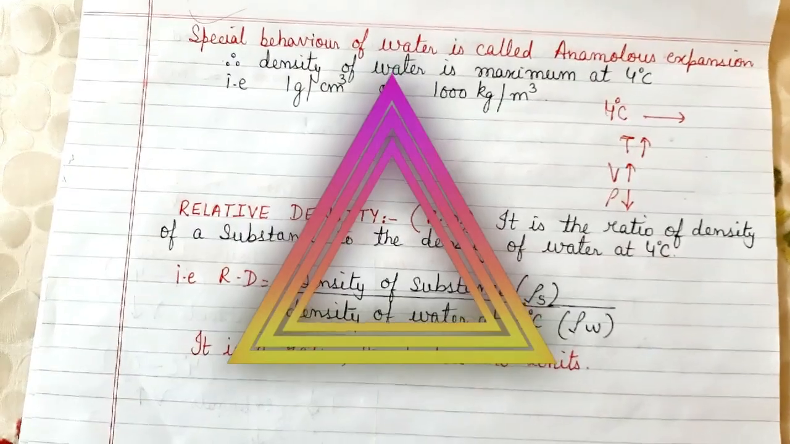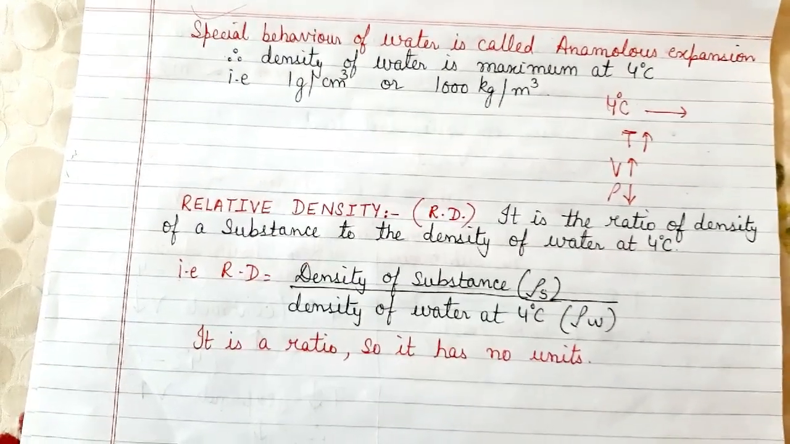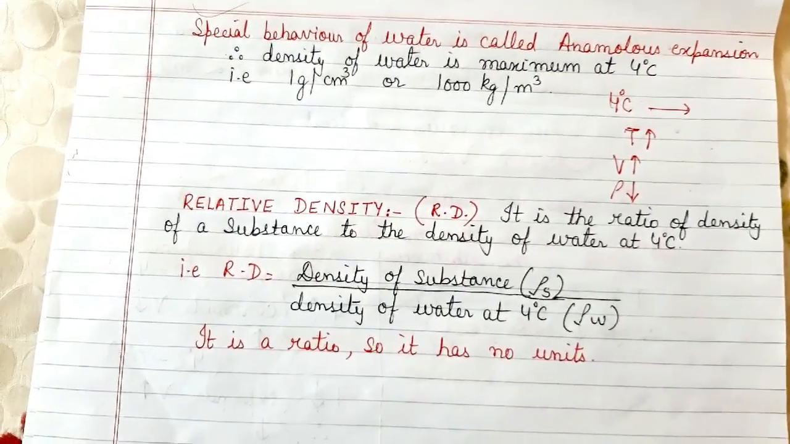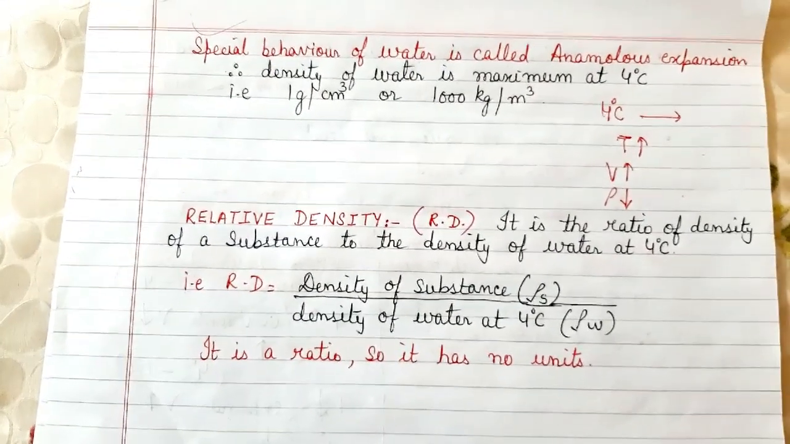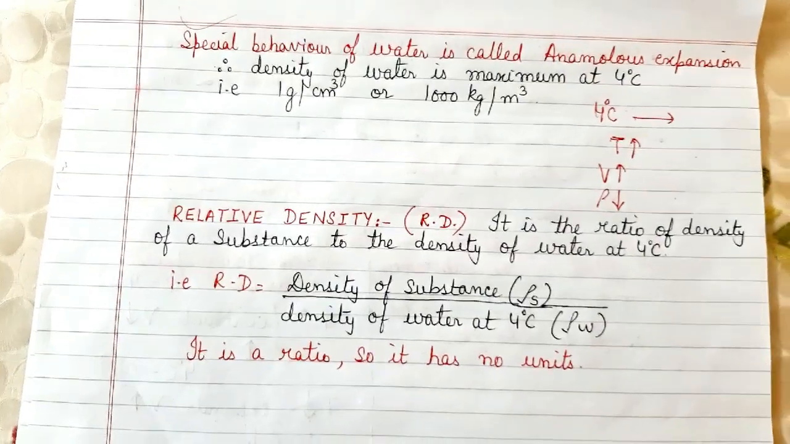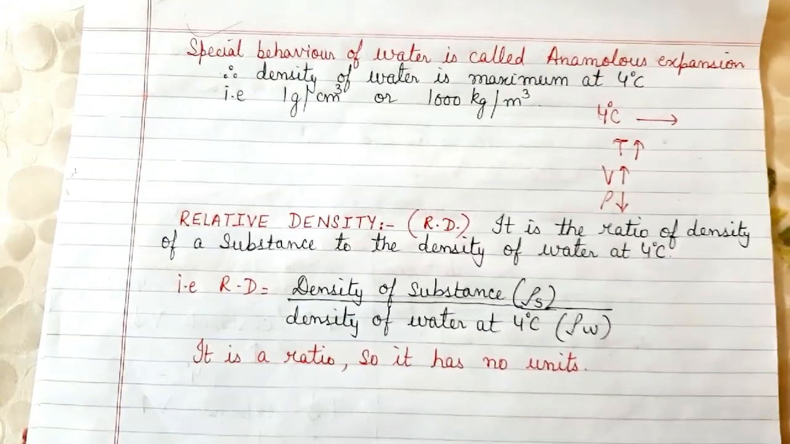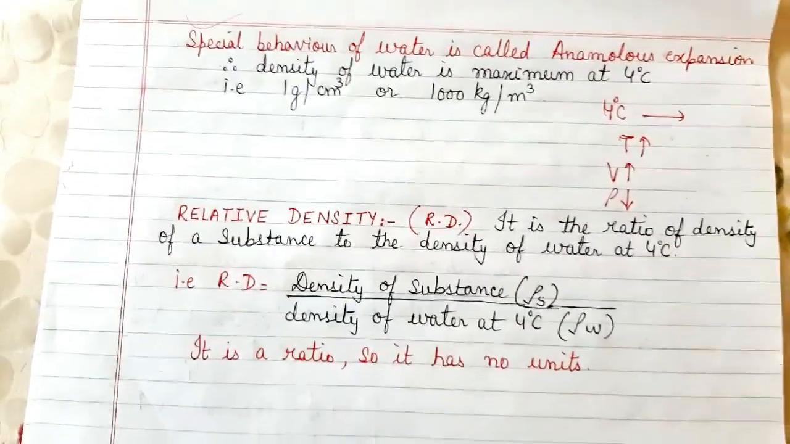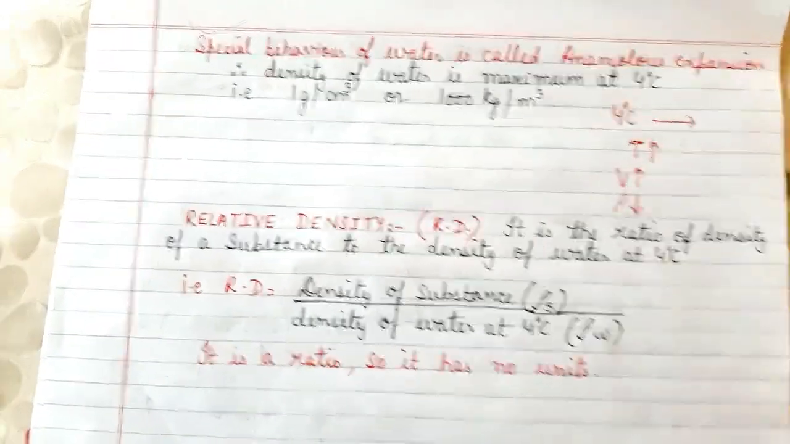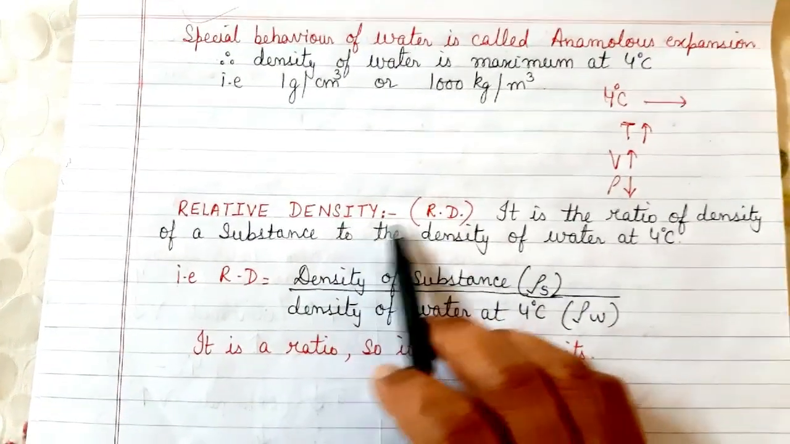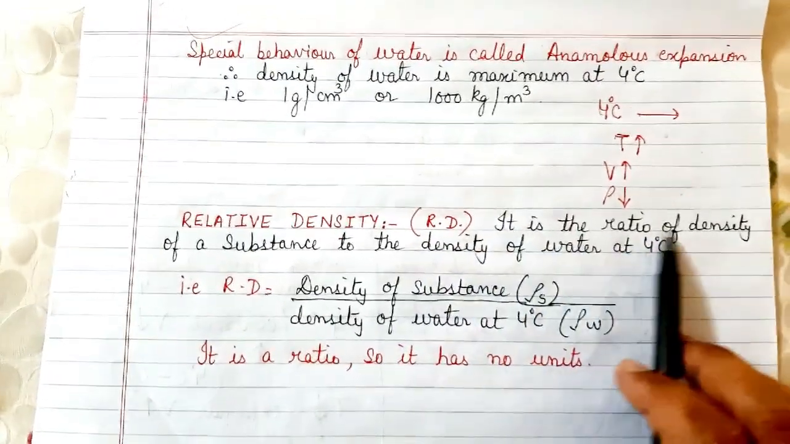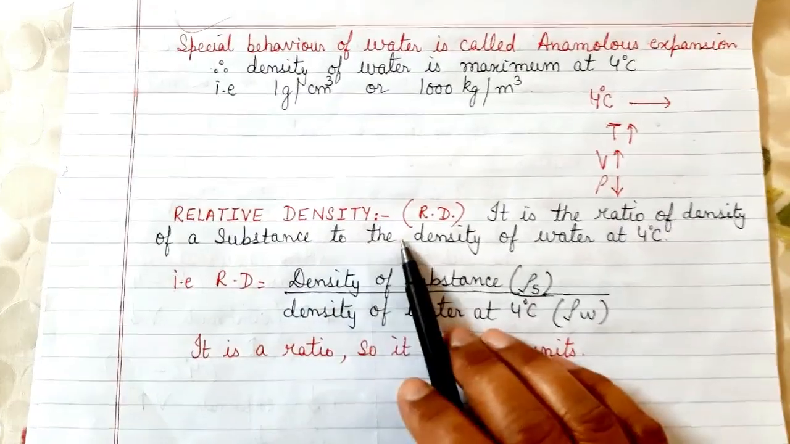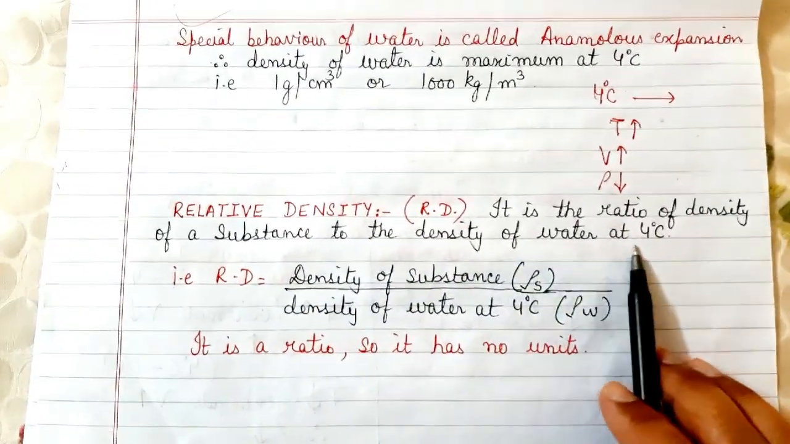In the last class, I taught about upthrust and Archimedes principle, and then we also learnt about density. In today's class, I begin with relative density. Now let us look at the term relative density and what it means. Relative density, which is denoted by R.D., is the ratio of the density of the substance to the density of water at 4 degrees Celsius.